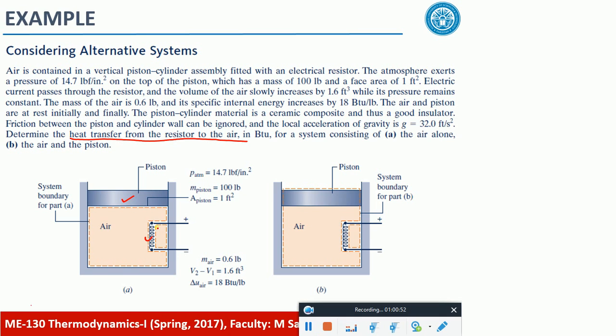Resistor, sir, it's generating heat. Yes, so there will be a heat transfer. Yes, that's what I talked about. Sir, will it be isothermal or adiabatic? There would be heat transfer in what? So heat transfer to the system. Heat transfer to the system, and yes, that's a good question.